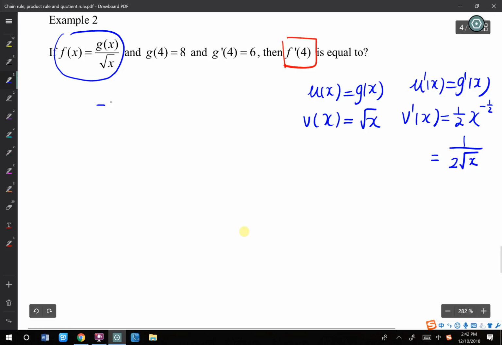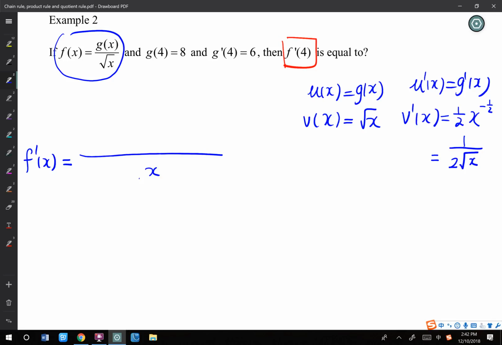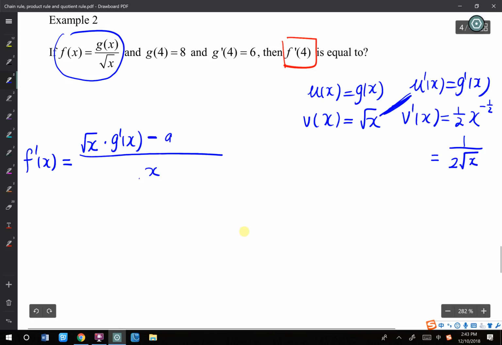So what's my f dash x? First of all, the bottom will get squared. So the bottom is x; root x squared, v(x) squared, is x. Because x gets squared, we will times another v(x) on top. So v(x) will times with the u dash, so times with g dash x. Minus, well, we have done this cross first, and then I need to do the other one. The other one is g(x) times with 1 over 2 square root x.